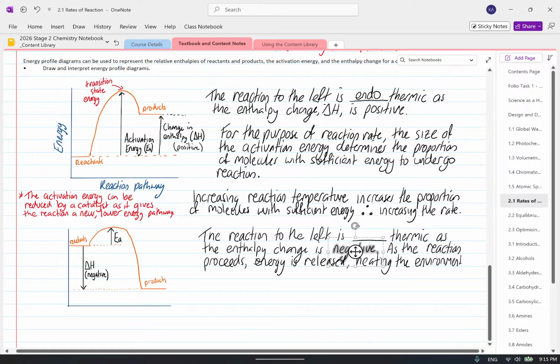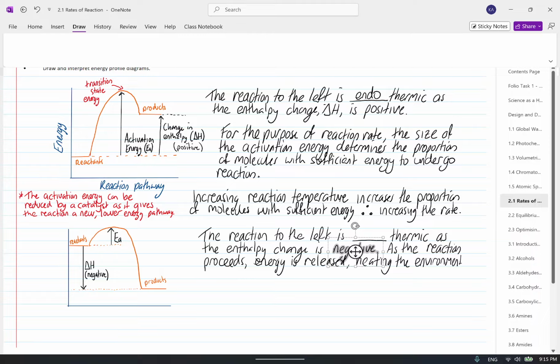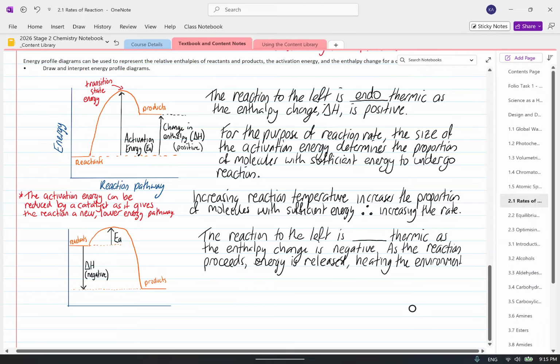So this second one looks very similar to the first one, although it is inverted, so it's switched left and right. Instead of our products having the high energy, we have our reactants. Instead of our reactants having a lower energy, it's our products. And this one here is a diagram representing an exothermic reaction.